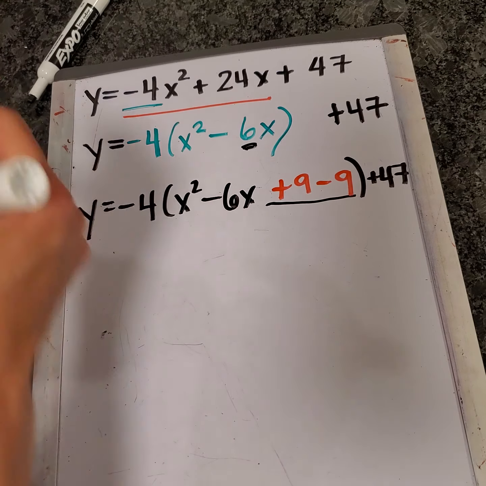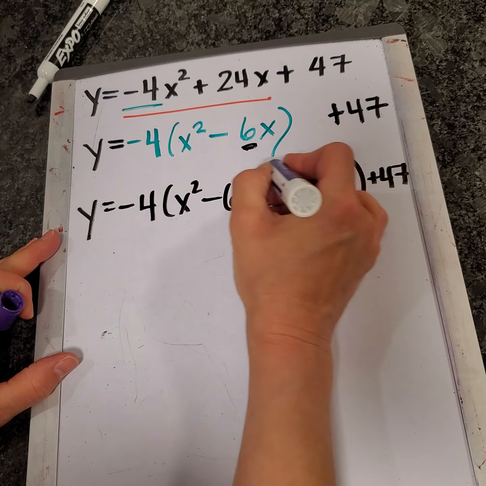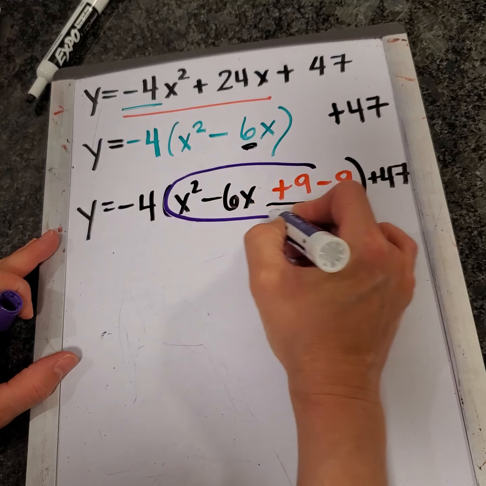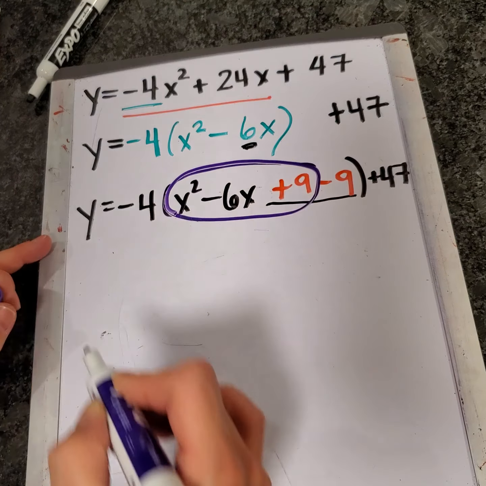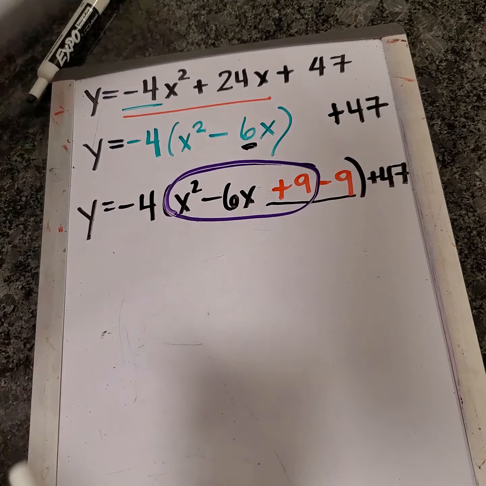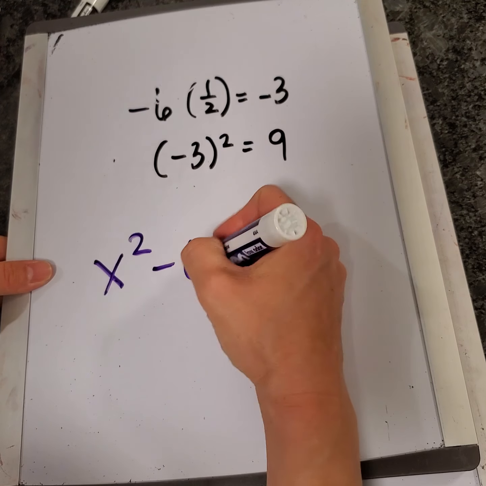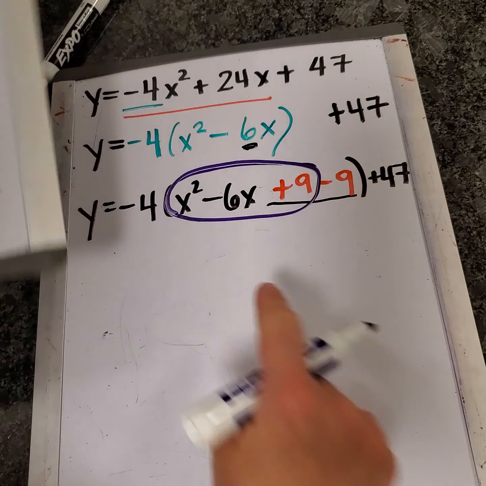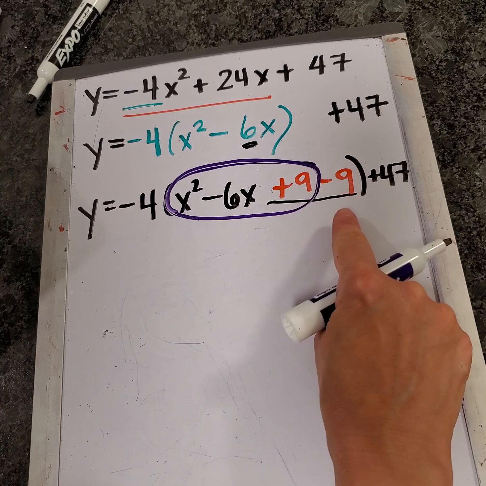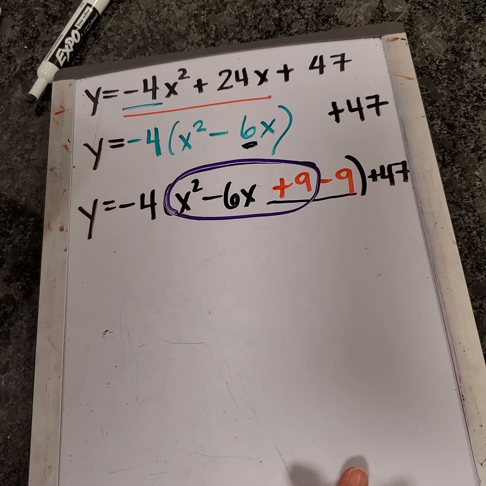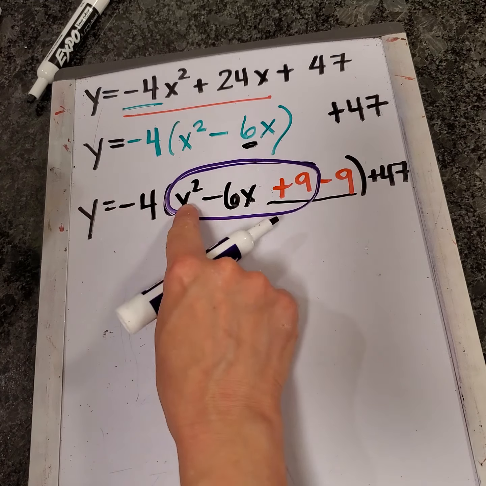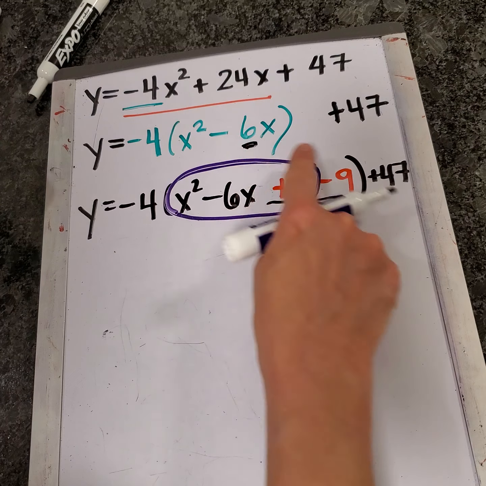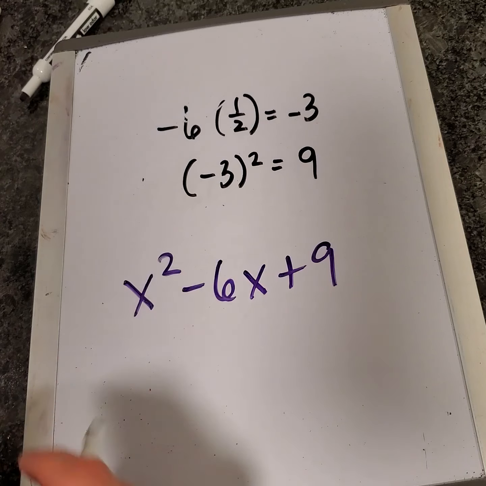We are going to focus on these guys right here. I'm going to pull that out for a second: x squared minus 6x plus 9. So I added 9 and took 9 away. Basically I added 0, which I'm totally allowed to do. Then this looks kind of special to me, so I pulled it out for a second.